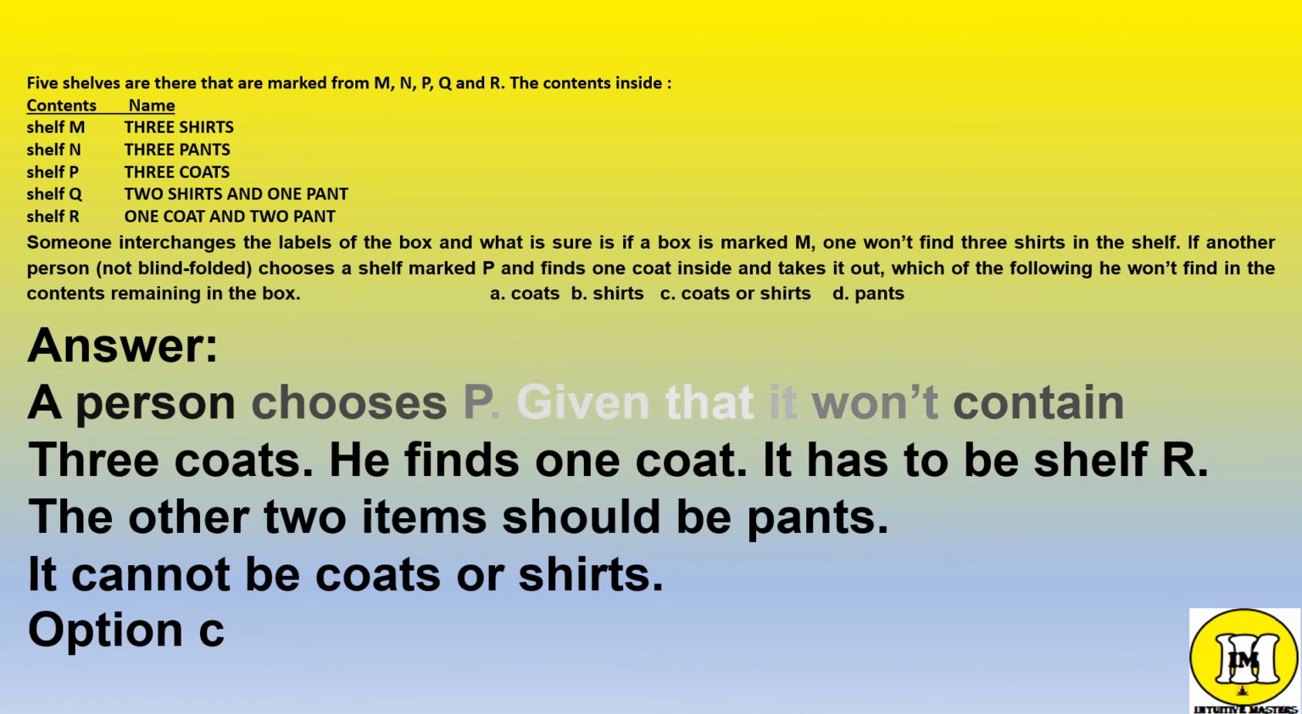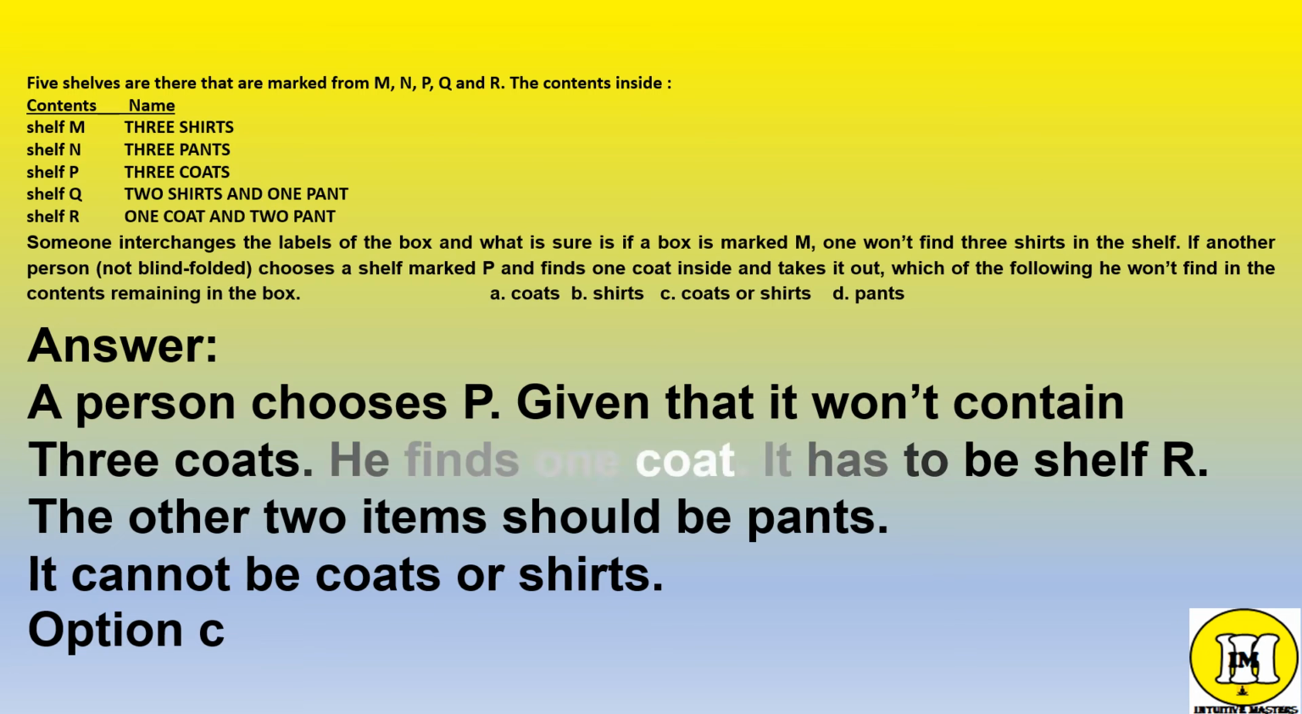A person chooses P. Given that it won't contain 3 coats, he finds 1 coat. It has to be shelf R. The other 2 items should be pants. It cannot be coats or shirts. Option C.